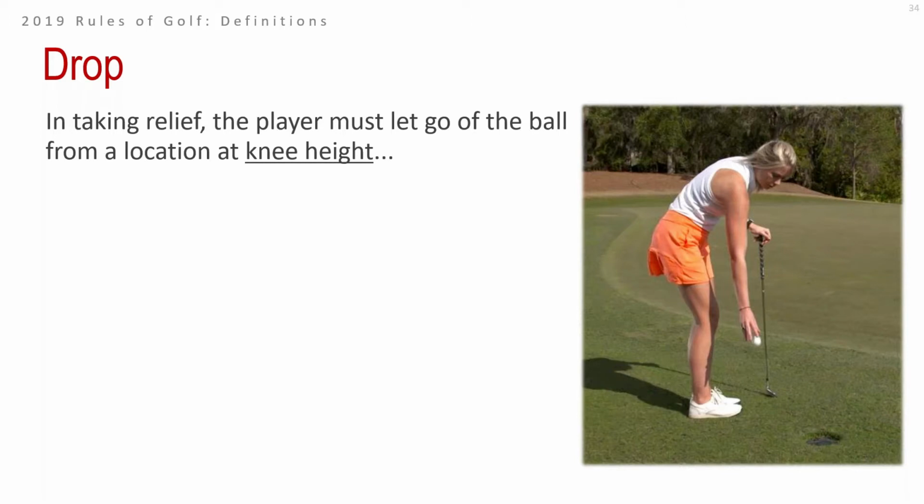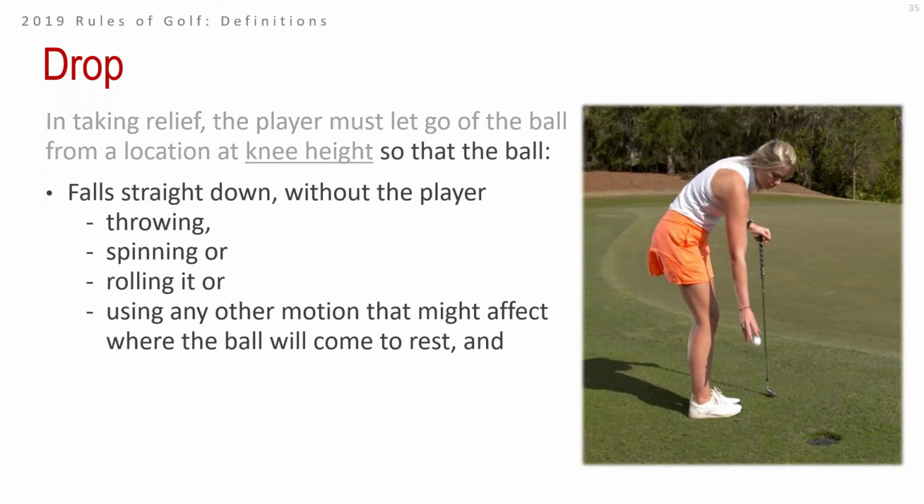Yeah. Well, Chris, if you don't mind continuing to share that screen, it will help me out here. So yeah, I jumped in there when Chris and Kirby were talking about the relief area and not having to stand in there when taking your drop. So when you're taking your relief, the player must let go of the ball from a location at knee height. I think pretty famously, we've all seen Rickie Fowler drop it in his unique fashion from last year's Waste Management. It was not bending over at knee height, but the ball was dropped at knee height. So it just needs to be dropped from knee height.